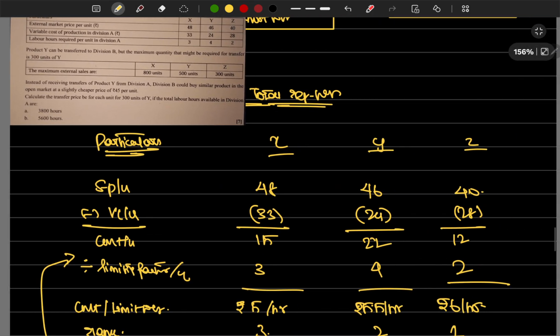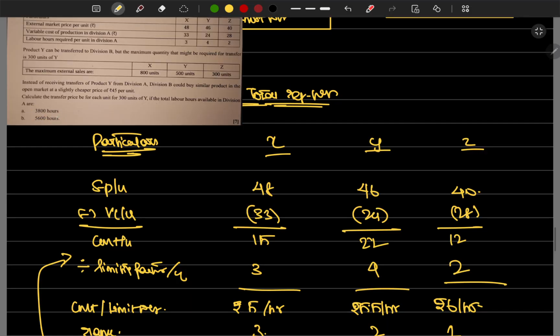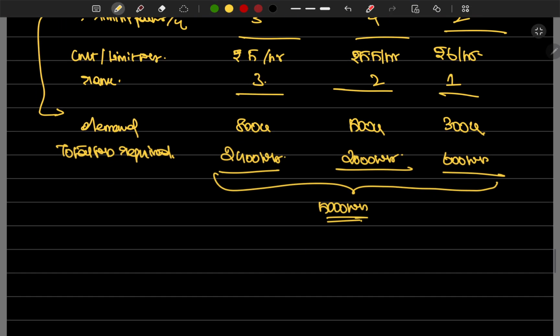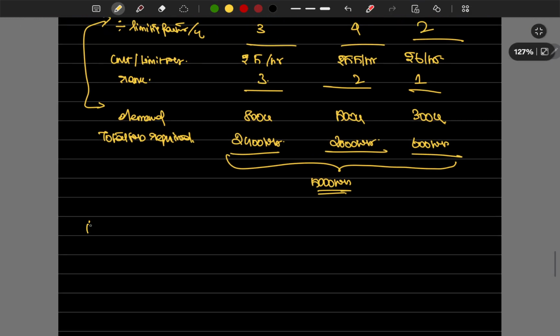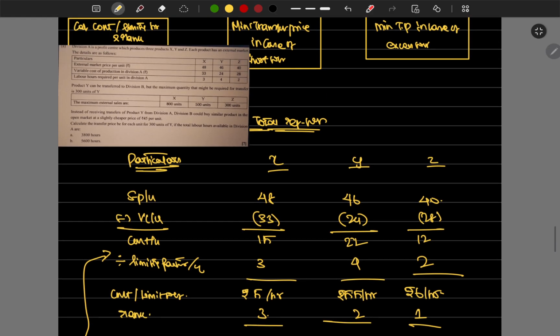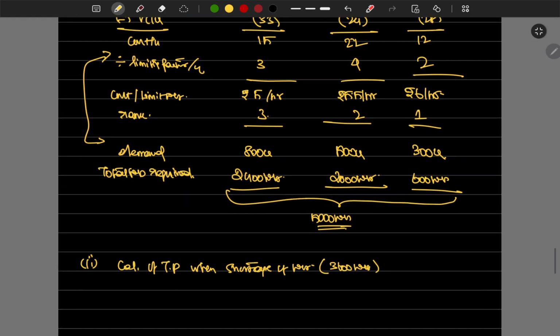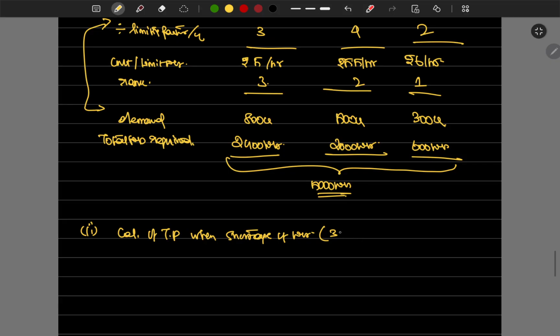We have been given two situations: shortage of hours and excess hours. Okay, this is what I have given. So we have found the first level. Then we'll go to the second, which is calculation of transfer price when there is shortage of hours, which is 3800 hours.